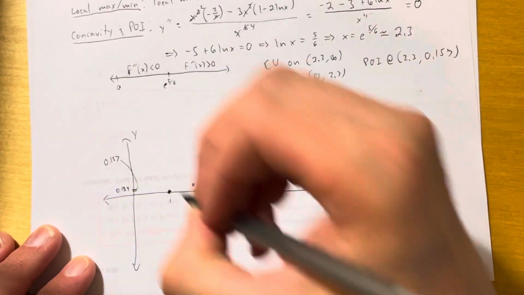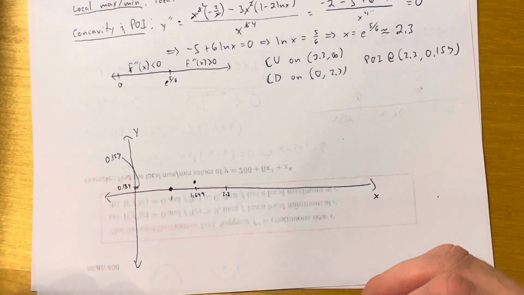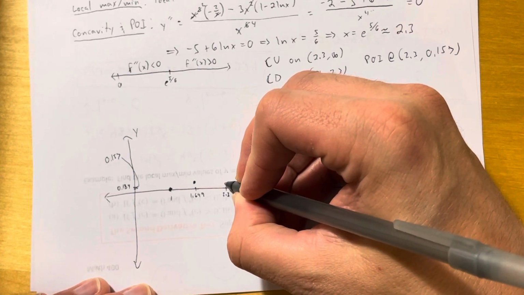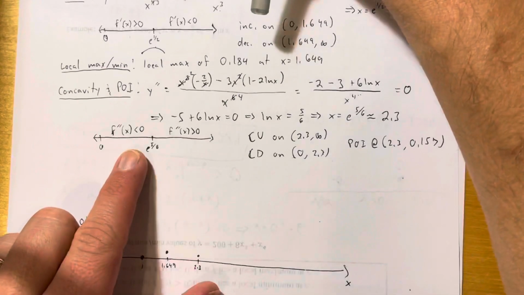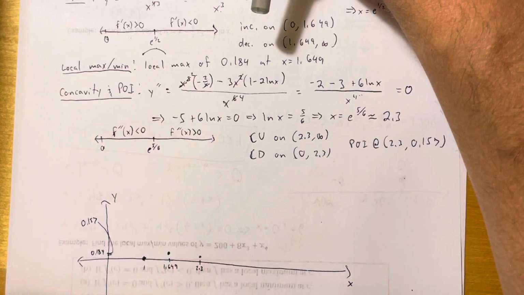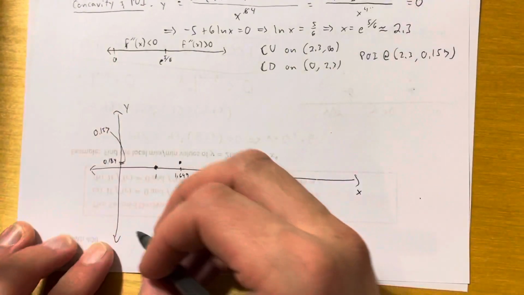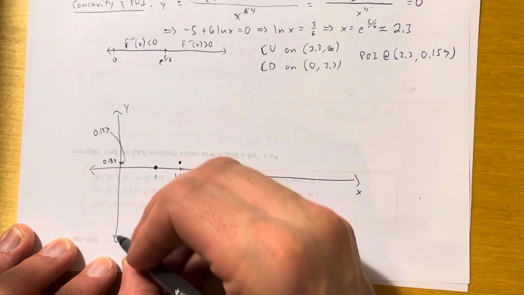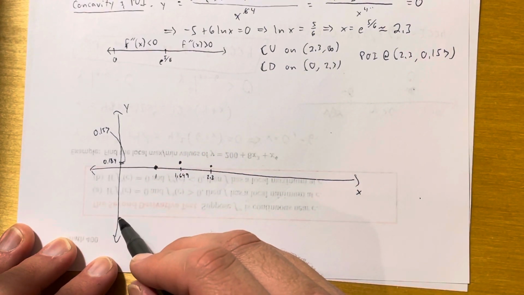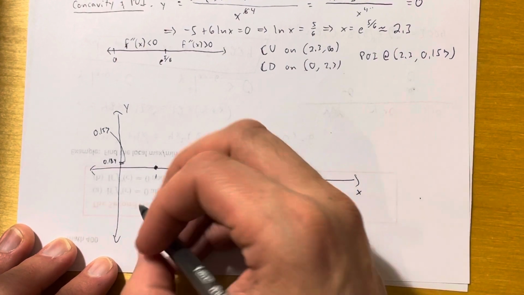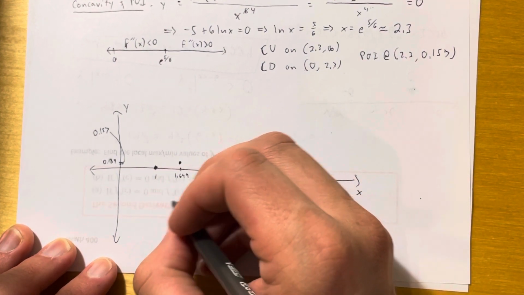0.157. It's going to be so close that I can't really squeeze it in very well. So there's going to be a point of inflection right here. We know that we are concave down all the way up to that point and concave up away from it. So here's what I'm thinking our graph is going to look like. We know this is a vertical asymptote and that we're concave down all the way up to 2.3 and that this is a local maximum at 1.649.